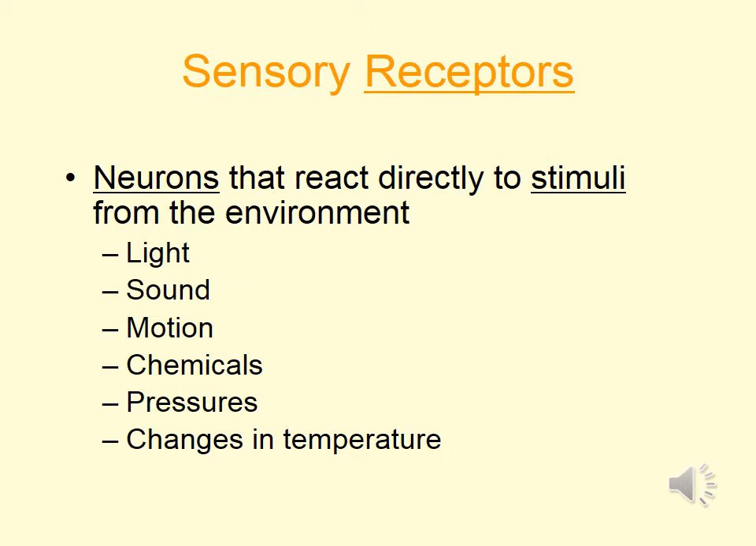Okay, so sensory receptors are neurons that react directly to stimuli from the environment. So something in the environment is happening, and the neurons react to what's happening on the outside of you. For example, light, the sound that's happening, motion, chemicals, pressure, changes in temperature. These are stimuli that are actually sensed by the neurons in your sensory receptors, which carry the impulses back to your brain.